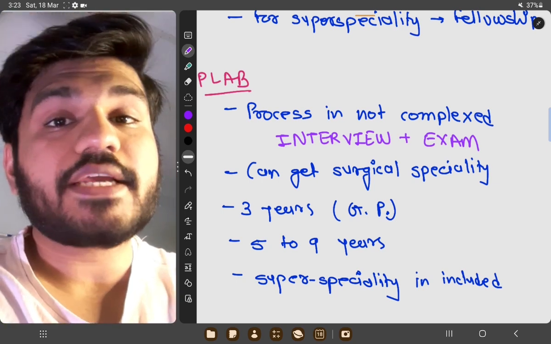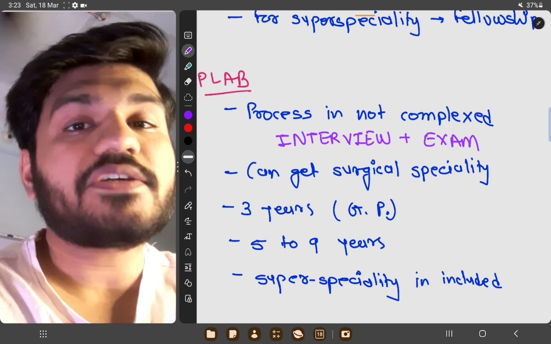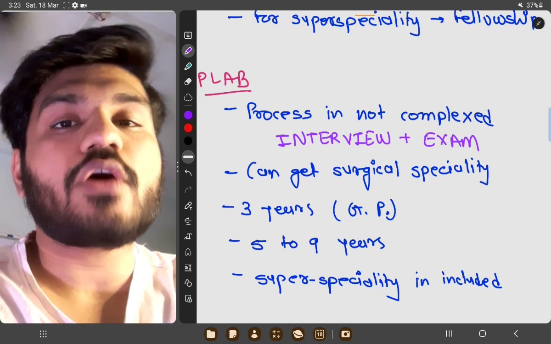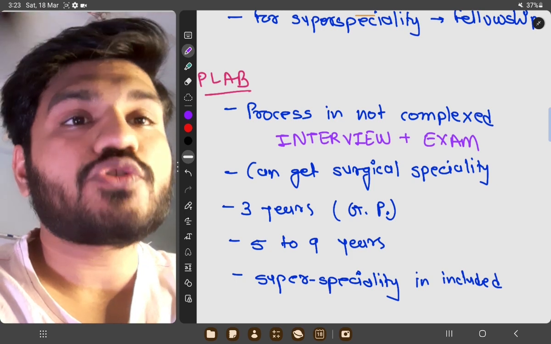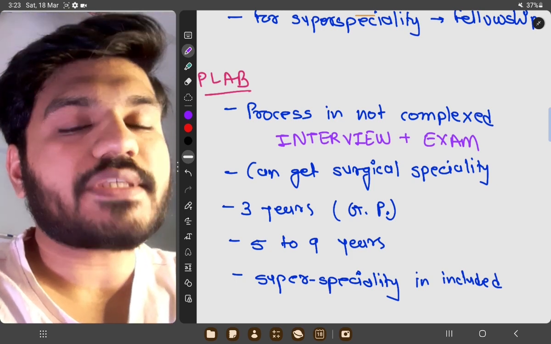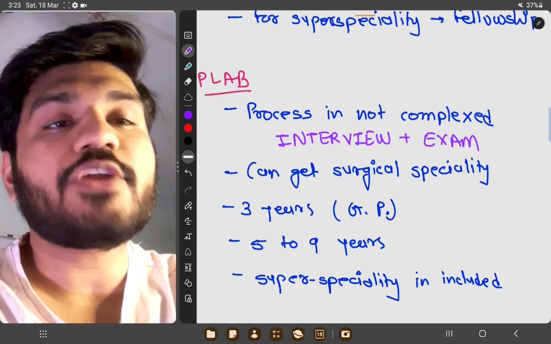So if you are interested in any surgical specialty like surgery, orthopedics, plastic surgery and all of that, you might have to choose PLAB over USMLE. If you want to go in the surgical field, you can do PLAB.